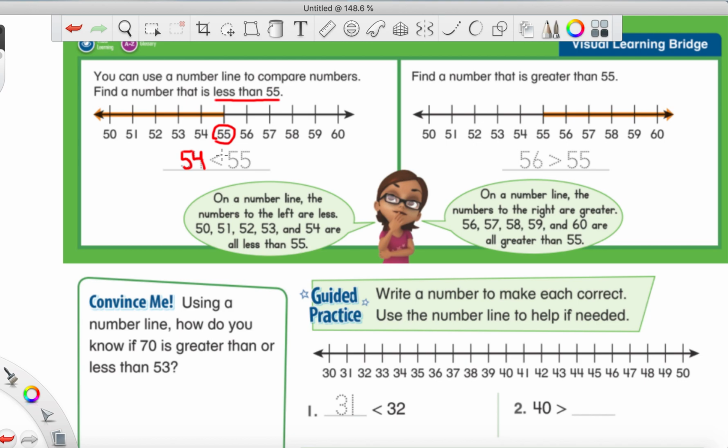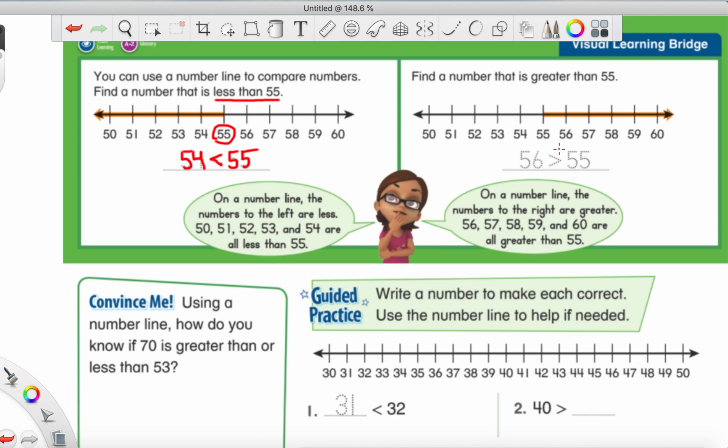And of course they use the less than symbol, because if we're going to read it from left to right, we would say 54 is less than 55. Alright, and do we have to use the number 54? Absolutely not. We could use any of these numbers. We could use 53, 52, 51, or 50. We can use any of those numbers that are smaller than 55.